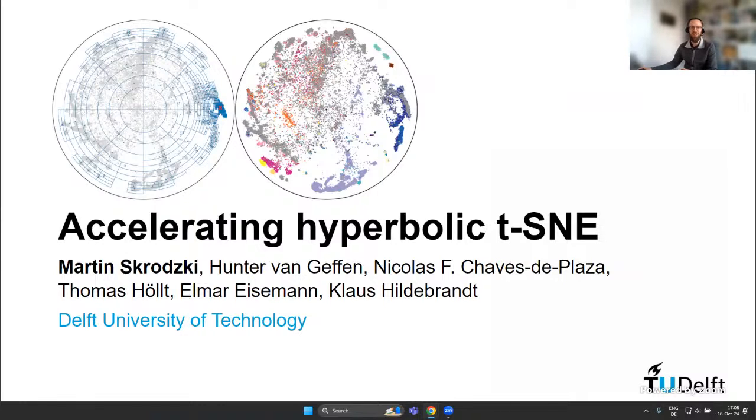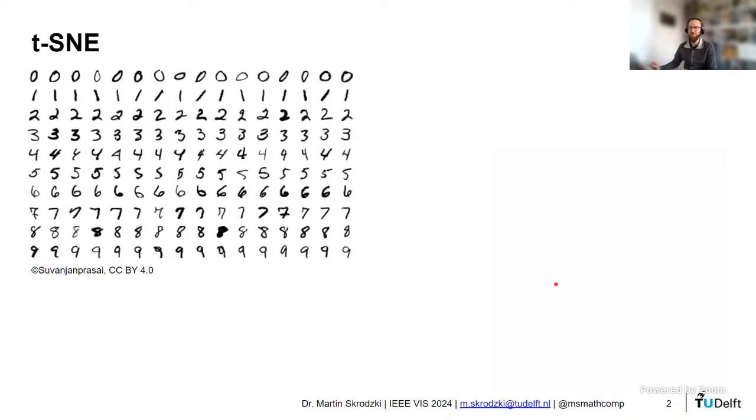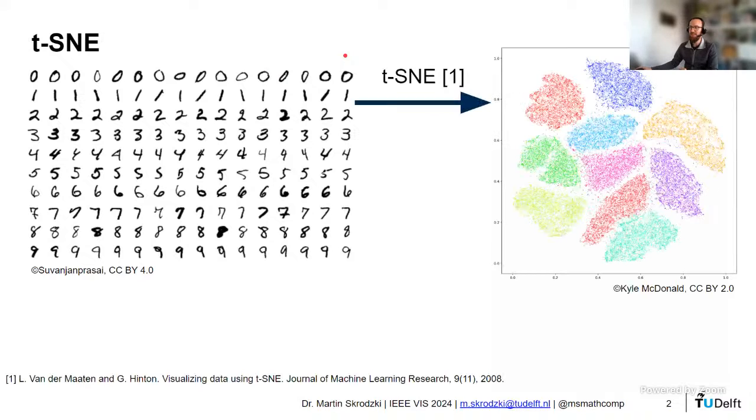That's a mouthful of words, and basically I want to take you through this title, but backwards. So we're going to start with t-SNE, look into hyperbolic t-SNE, and then finally see how you can accelerate this. So without any further ado, t-SNE is our favorite dimensionality reduction method. If you have some high dimensional data, like the MNIST dataset, where each of these images is a high dimensional data point, you can use t-SNE to map it into a low dimensional embedding, just like this one.